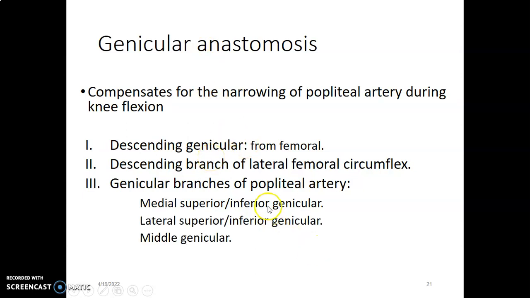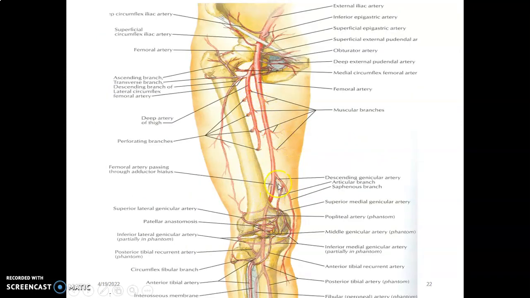The genicular anastomosis is formed mainly by five branches of the popliteal artery. This is your popliteal artery here. Then you have superolateral and superomedial, then inferolateral and inferomedial, and then there's a middle. So those are the five branches of the popliteal artery: superolateral, going to the lateral aspect, and superomedial, then inferolateral and inferomedial, and the middle genicular artery. Those are the five branches that participate in the genicular anastomosis.